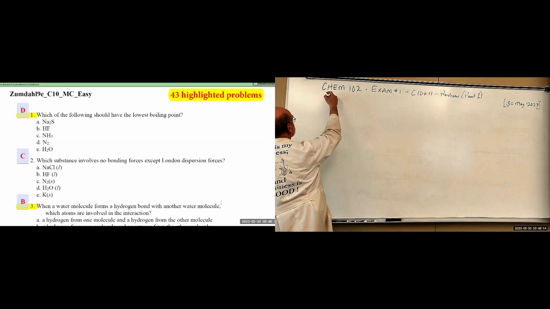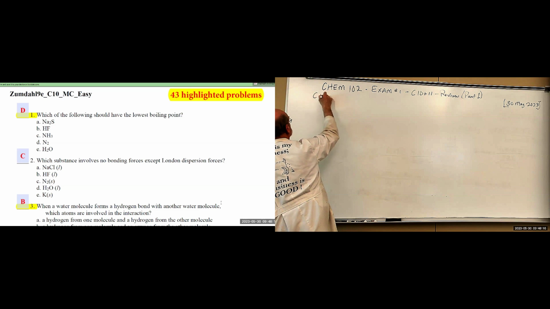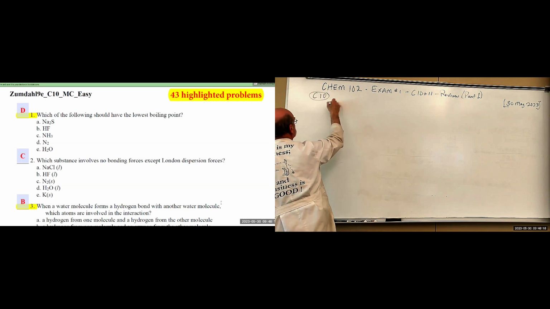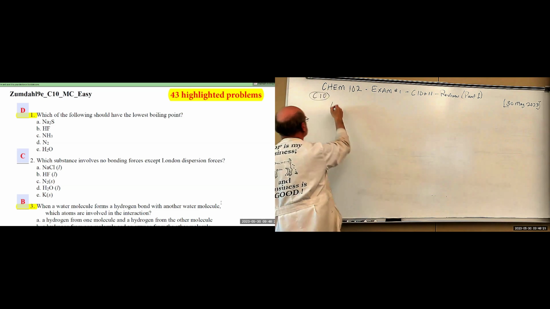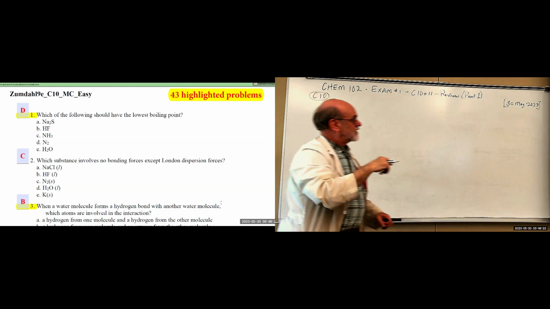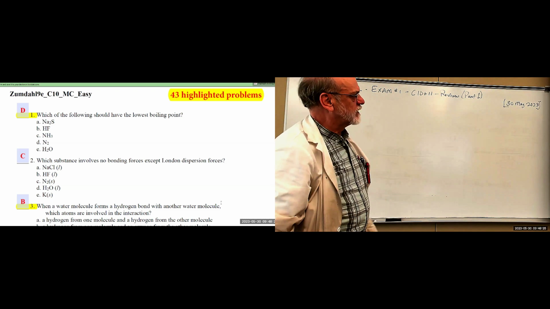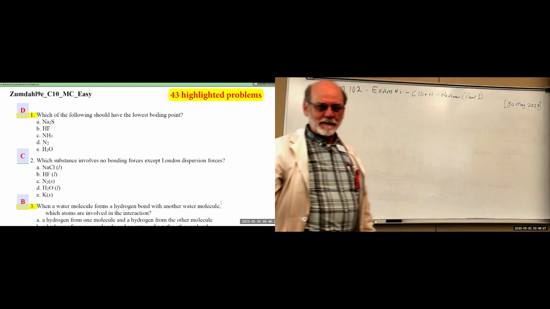This is chapter 10 and number 1. Okay, which of the following should have the lowest boiling point?